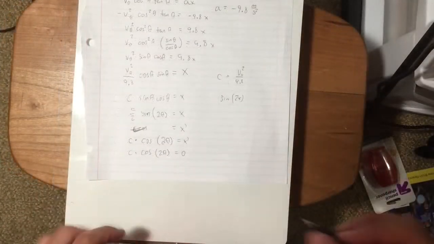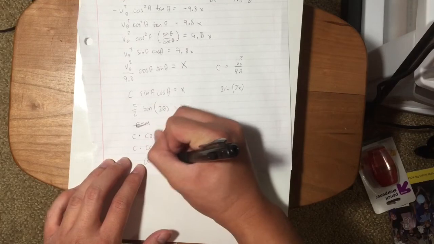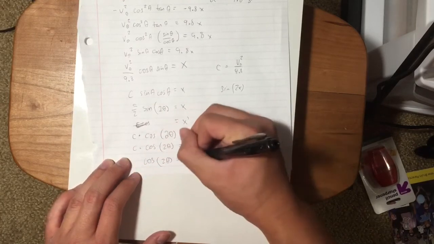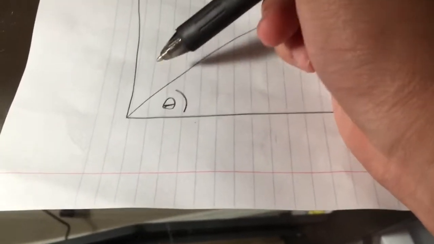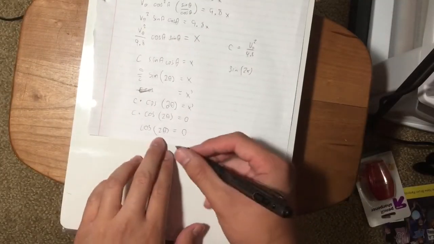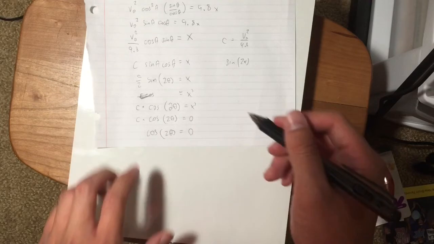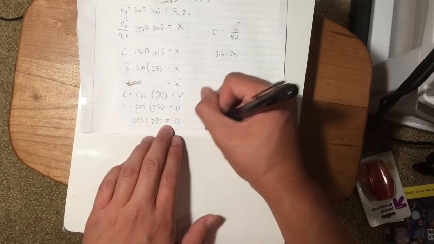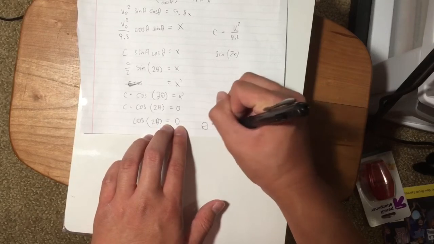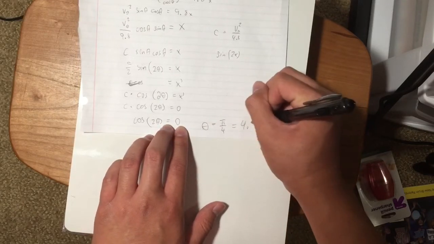Dividing both sides by c, we would get cosine of 2 theta is equal to 0. And since we are only looking at the angles 0 to pi over 2, or 90 degrees, we're just going to stick with that range. So the only answer within that range of 0 to pi over 2 that fits for this equation would be pi over 4. So theta is equal to pi over 4, or 45 degrees.